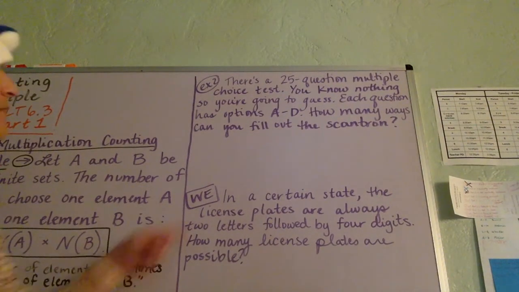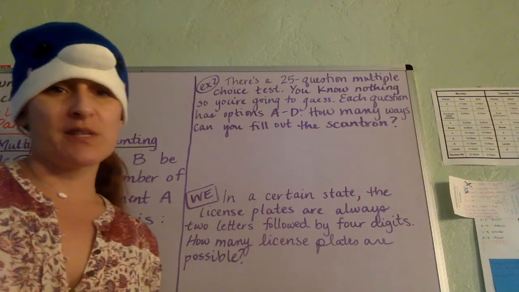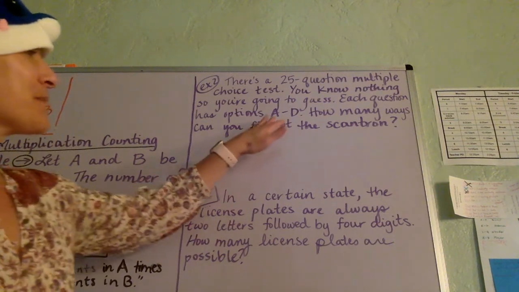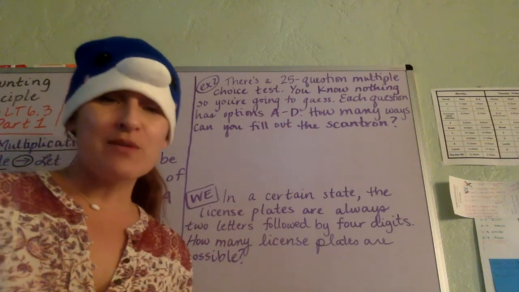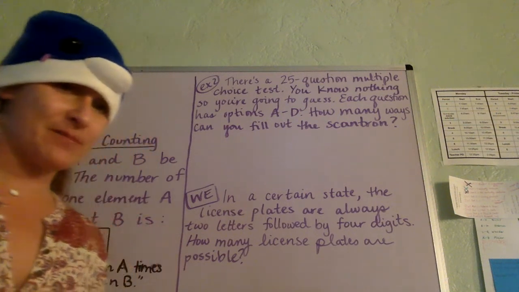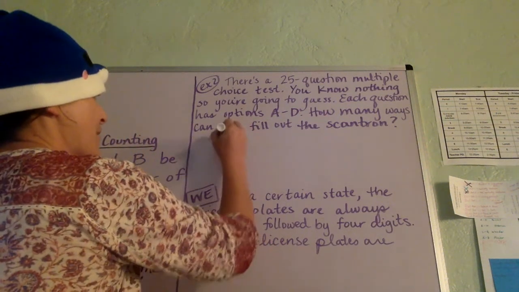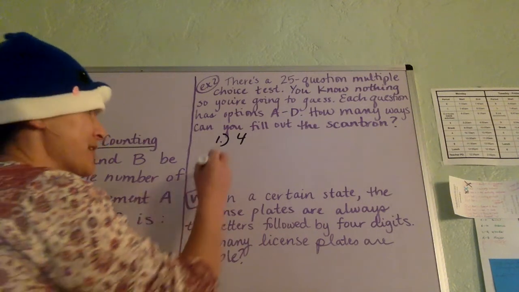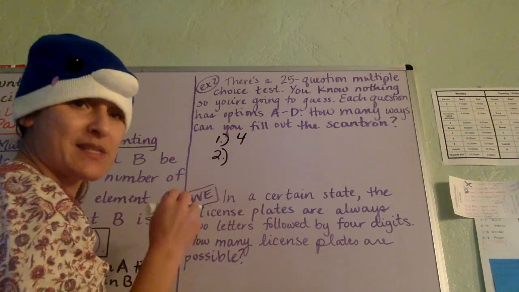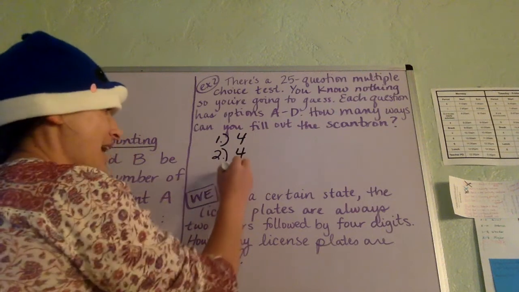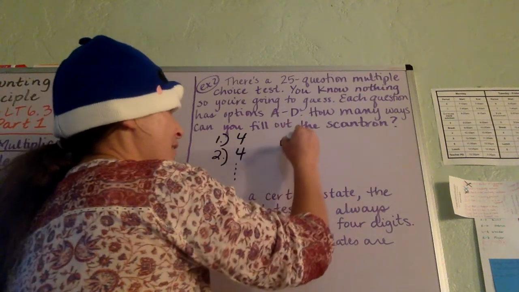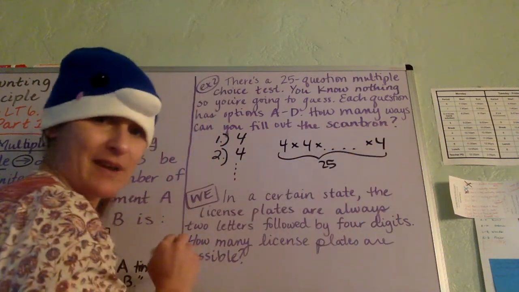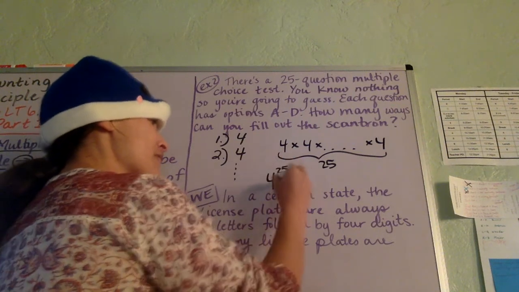All right, so pause it again if you need to. There's a 25 question multiple choice test, okay? You know nothing on the test, so you're just gonna guess. For each question, you have options A through D. So how many ways could you possibly fill in that Scantron? So for number 1, if you have choices A, B, C, and D, that means you have 4 choices there. Choices, choices, choices. For number 2, you have choices A through D, 4 choices. And so on. In fact, you'll have 4 times 4 times 4, 25 times, which you can write as 4 to the 25th.